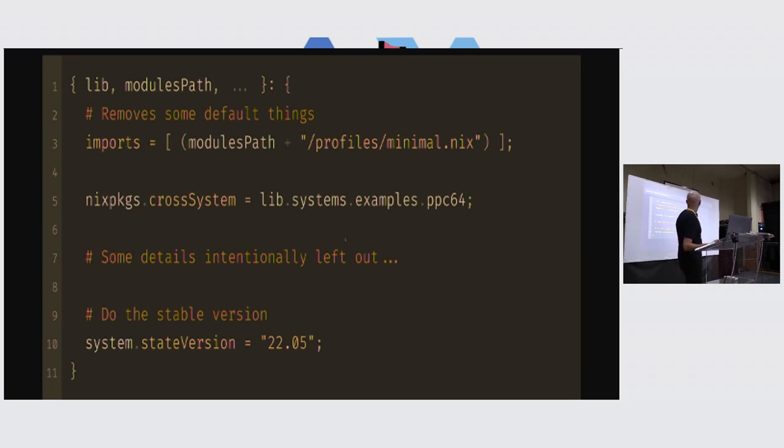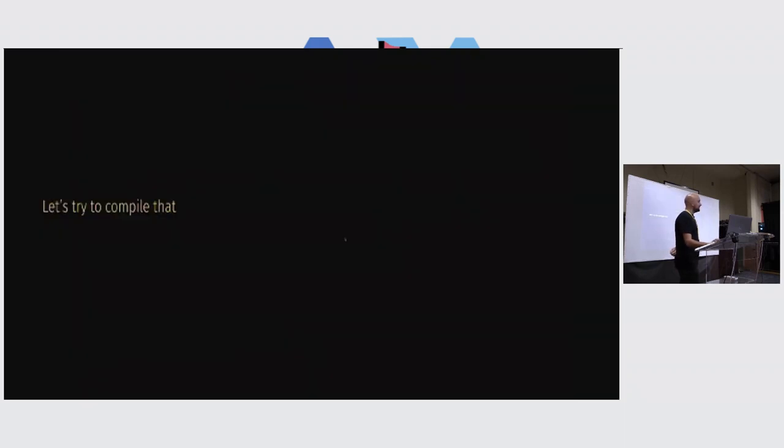So what we did at first was try to do a very minimal NixOS image. This is a very minimal set of options. We import the minimal profile, which removes some dependencies, and we configure our cross system, like I showed earlier. We said that we were going to use the latest stable version of NixOS, because production and stable versions go hand in hand. And so let's try to compile that.